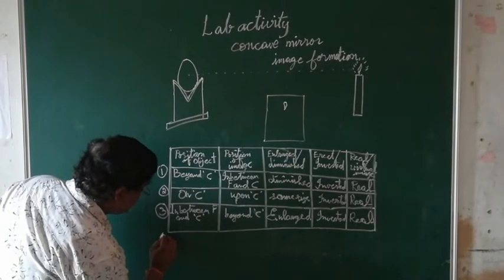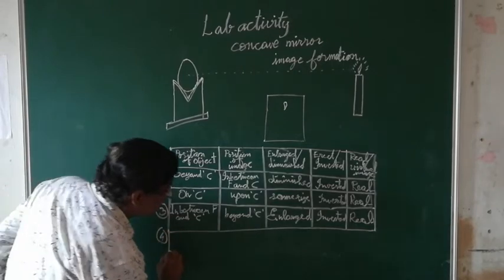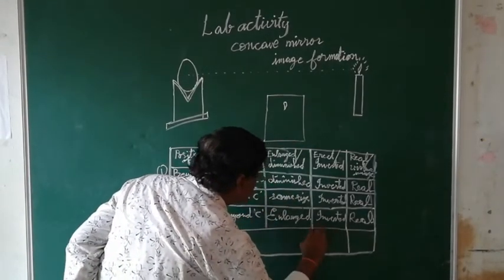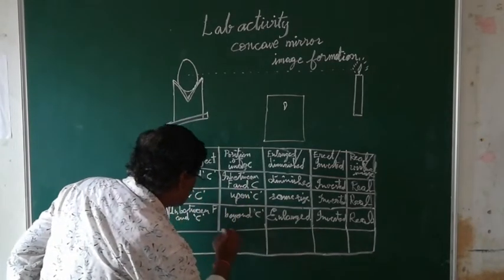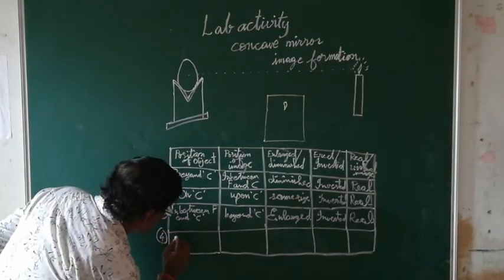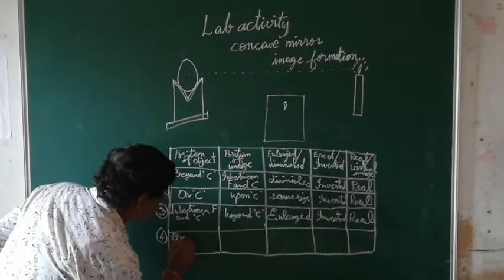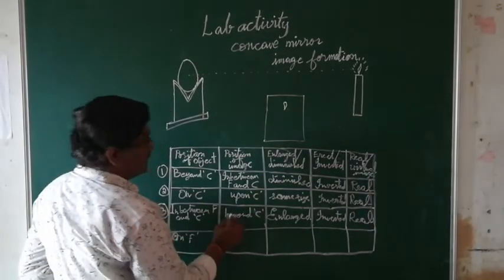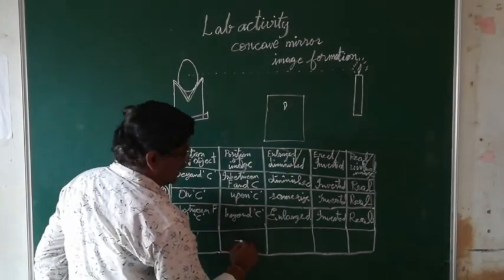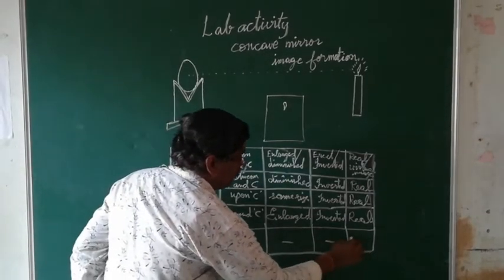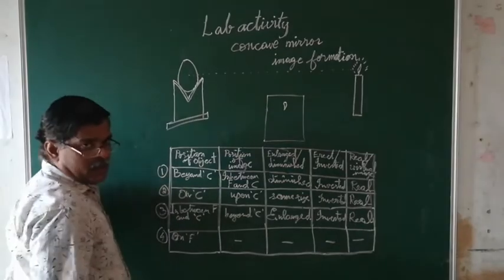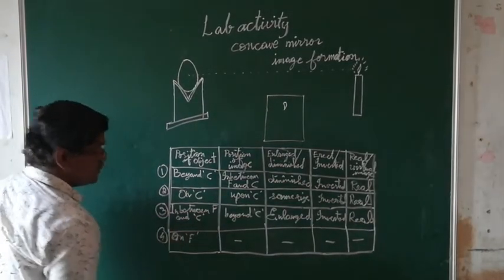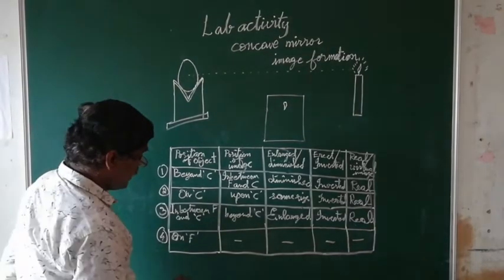On the fourth case, we are keeping the object on F itself. That time we won't get any image. Whether it is virtual or real, we cannot define.